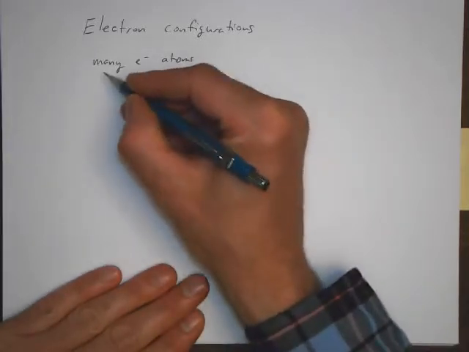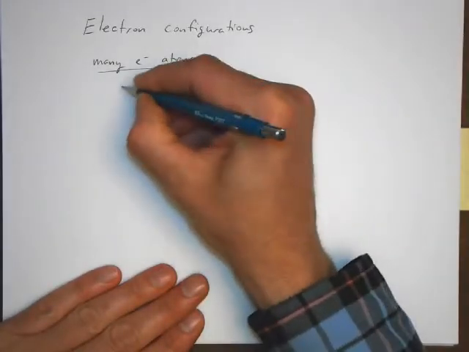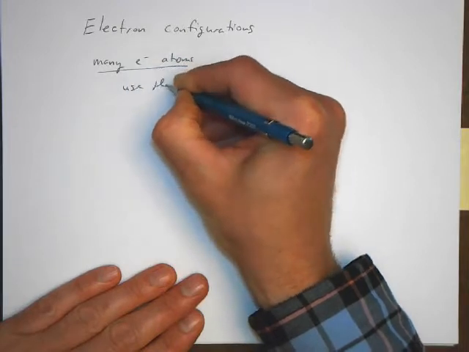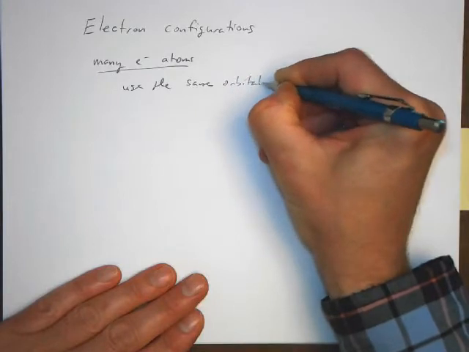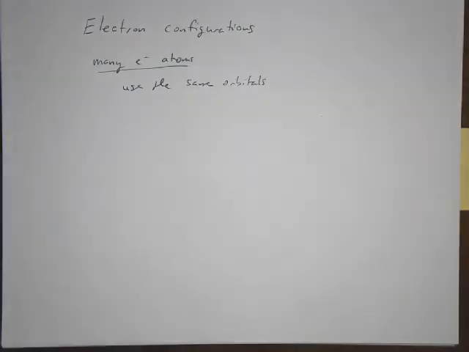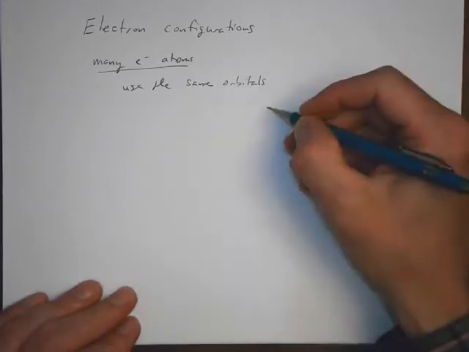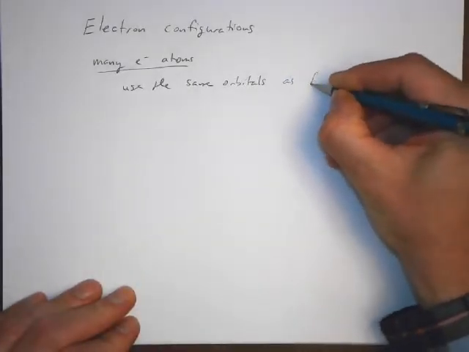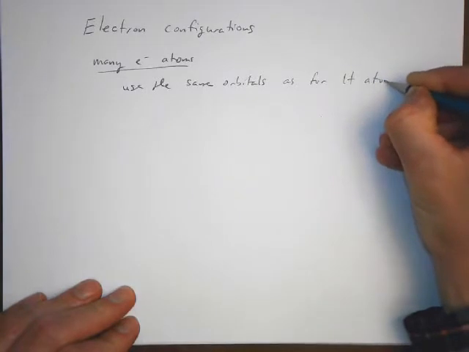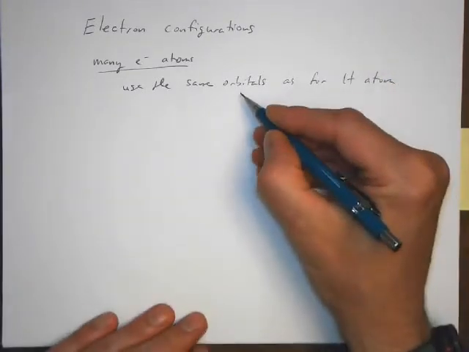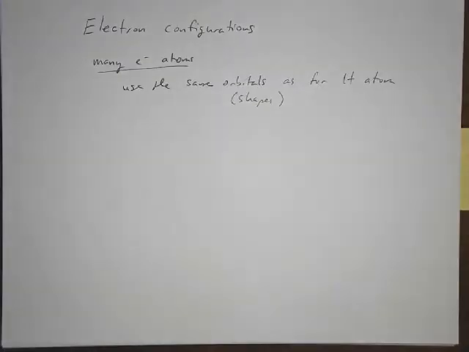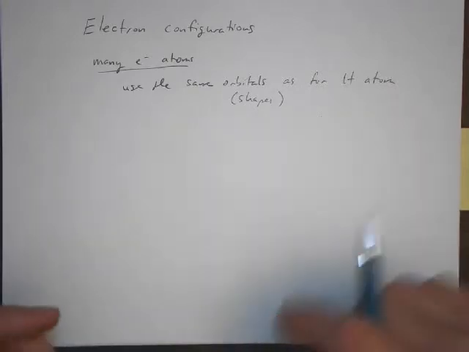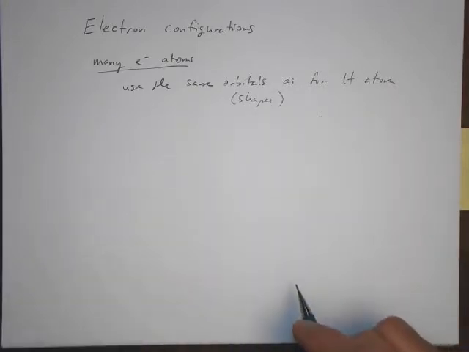And what we're going to do with respect to many electron atoms is we're going to use the same orbitals as for the hydrogen atom, meaning we have the same shapes. So if we know an s orbital is sort of a spherical shape and a p orbital has these lobes, same shapes are going to be applicable here.